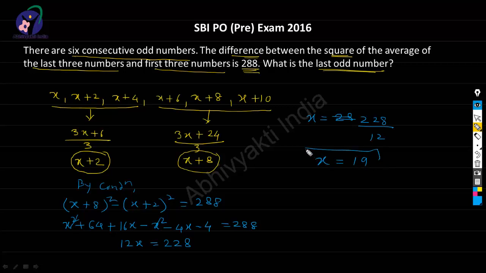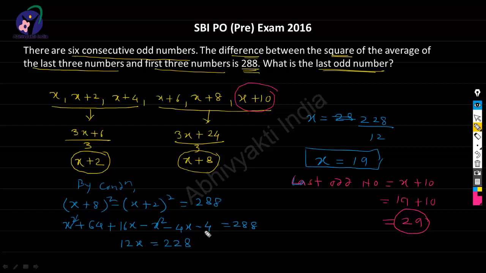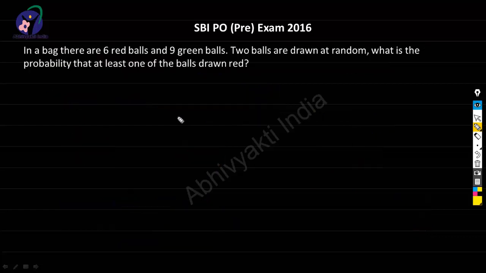So we have got x is equal to 19, and therefore the last odd number is equal to x plus 10. So it is x plus 10, that is 19 plus 10, which is equal to 29, and therefore the last odd number is 29.